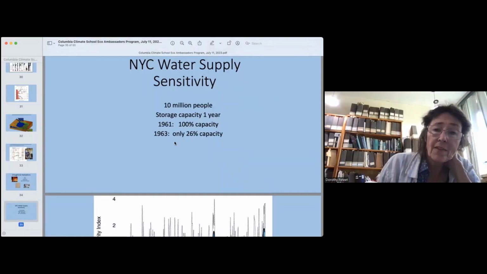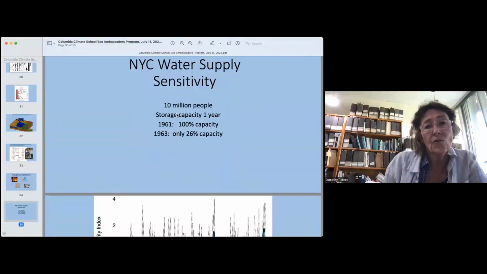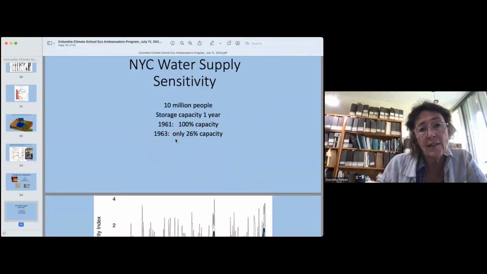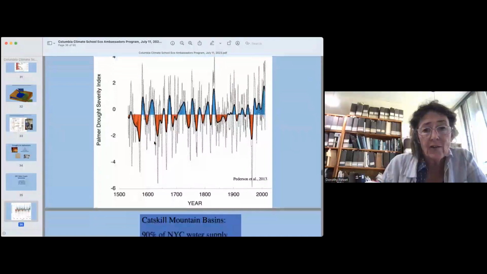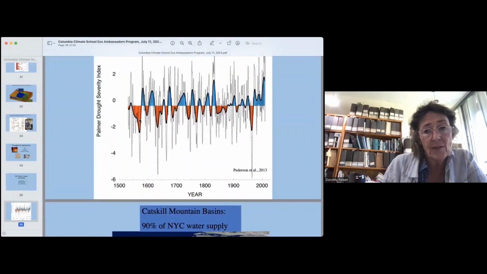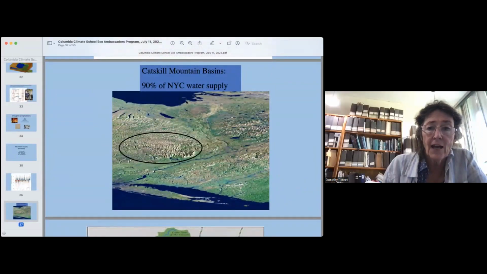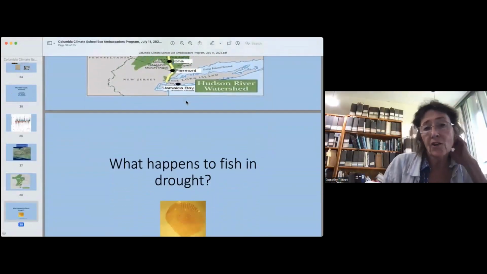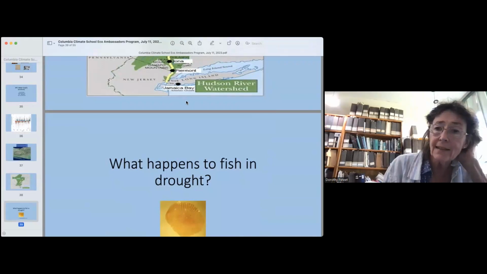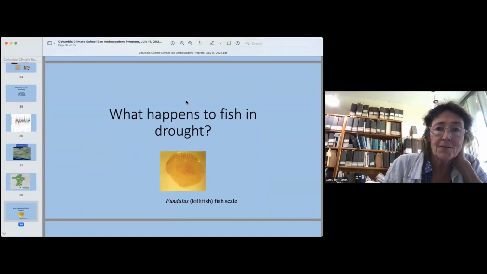One of the things I'm worried about with droughts is that New York City's water supply is really at risk, because only in the 60s, in 2 years, it went down to only 25% capacity. Tree ring records from the area also show us we've had big droughts in the past. And the Catskills, of course, are 90% of our water supply, but predictions are that we could have future droughts, although lately we've had more rain. So it's just something to think about.